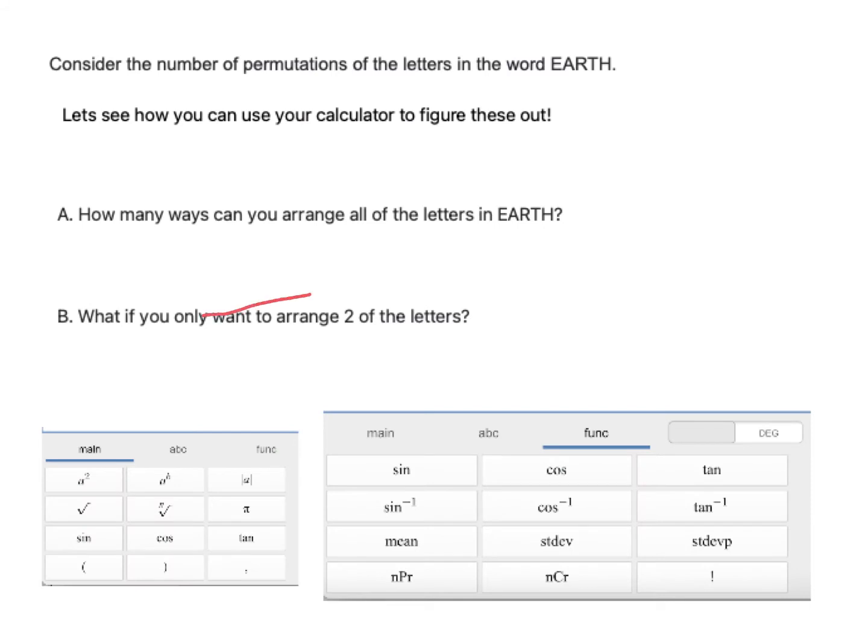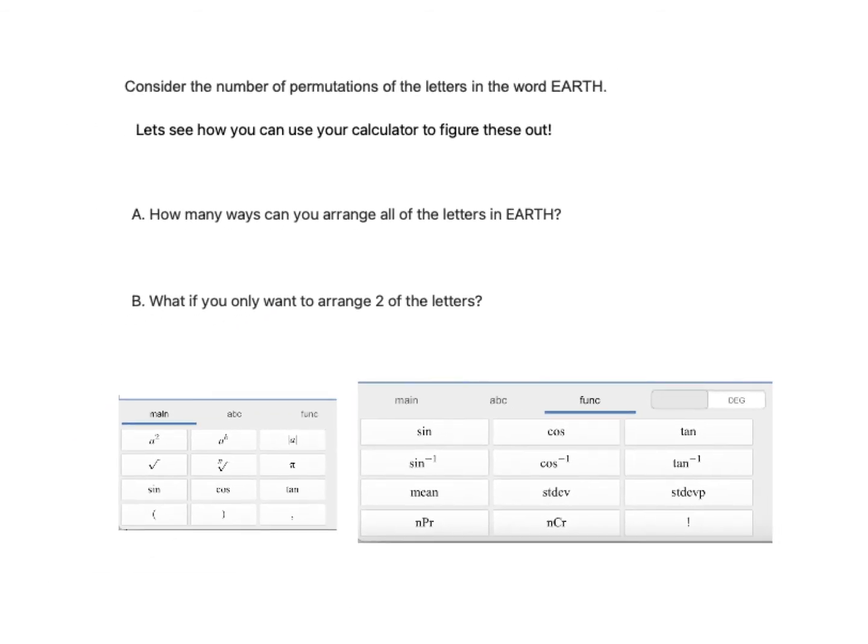Okay, so now let's look at something a little bit different. We want to figure out how many permutations. The permutations are basically different ways that we can organize things. The word earth, E-A-R-T-H, that's 5 letters. Well, if we wanted to use all 5 of the letters, we would just say 5 factorial, which is 120. However, what if you only wanted to arrange 2 of the letters? When you only want to arrange 2 of the letters, then you're going to use what is called a permutation. And in your Desmos calculator, there's an easy way to do that.